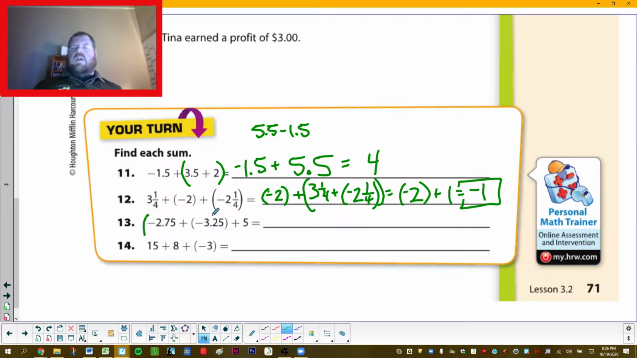This one I'm going to go ahead and add these first two together because there's one that has a 0.75, one with a 0.25, and I think they'll give me a nicer number doing those two together first. Since they're both negative, I'm going to add them and keep the sign. 2.75 plus 3.25 is 6, and I keep the negative sign. So -6 plus 5, that's going to be a -1.